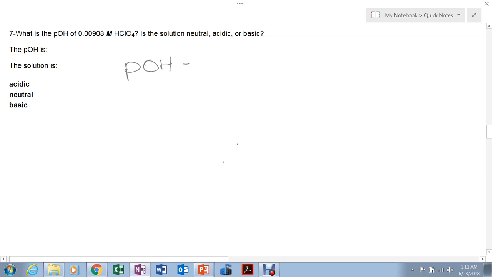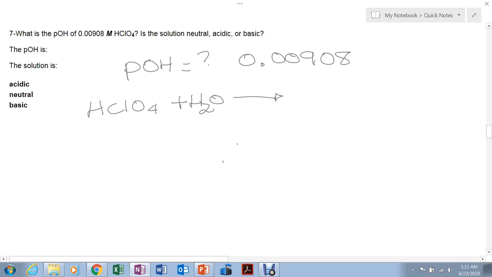What is the pOH of 0.00908 M of HClO4, perchloric acid, which is a strong acid, the big six, plus water. I'm writing the ionization now. Strong acid gives H3O plus and ClO4 negative.